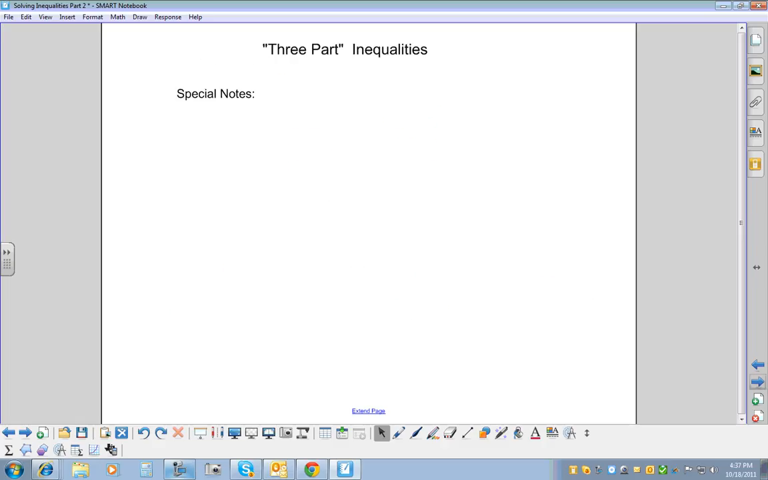Now we're going to talk about three-part inequalities. Three-part inequalities, here's our first note, are only for ands. You don't do a three-part inequality with or. So that's our first thing we need to know. Anytime you have an and compound inequality, you should be able to write it as a three-part inequality.